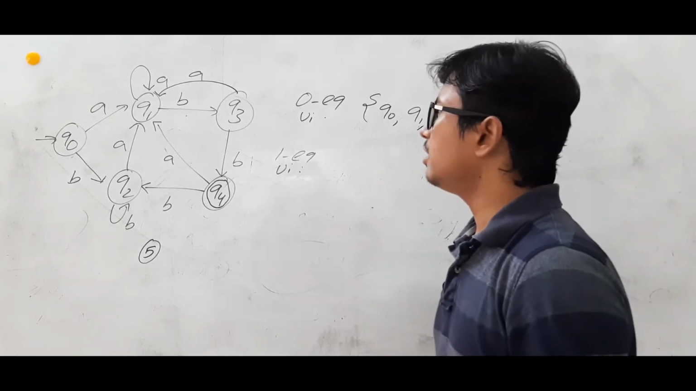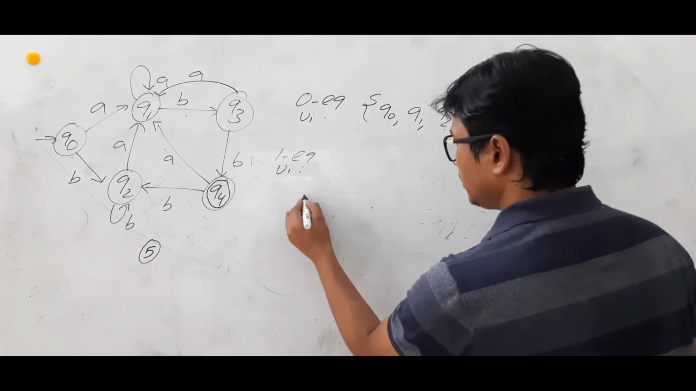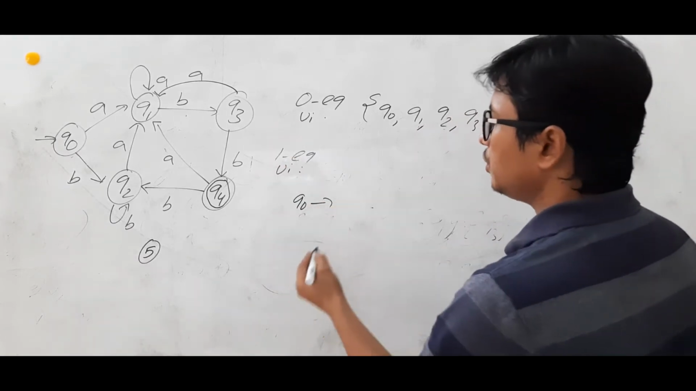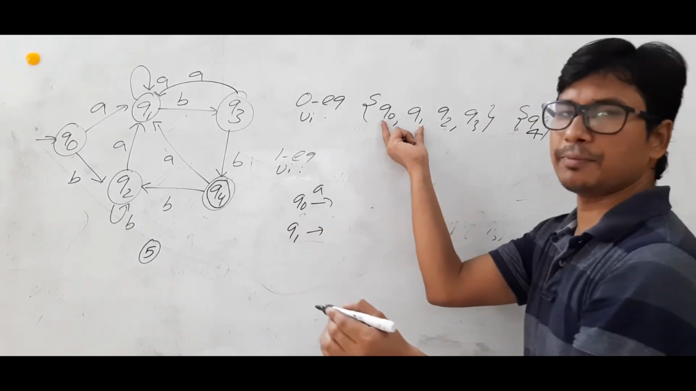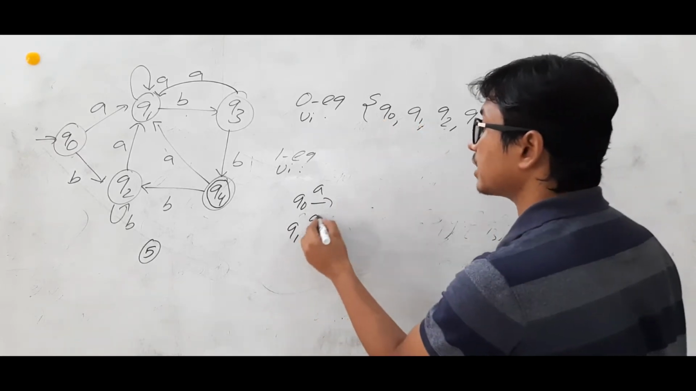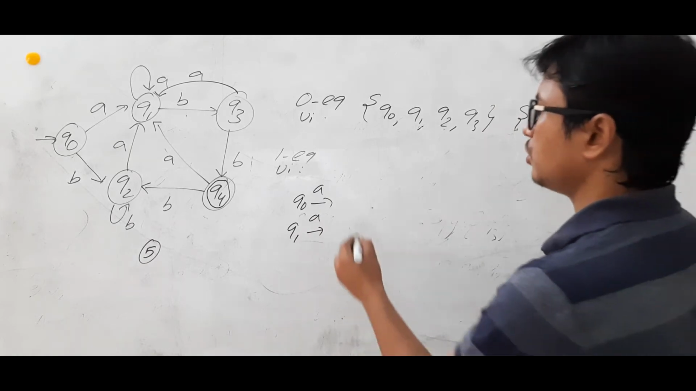Now we will see. Now Q0 on A, how to do it? We have already discussed. So Q0 on A, where it is going, and Q1 on A. First I will check, can I separate these two, Q0 and Q1. Now Q0 on A is going to Q1.